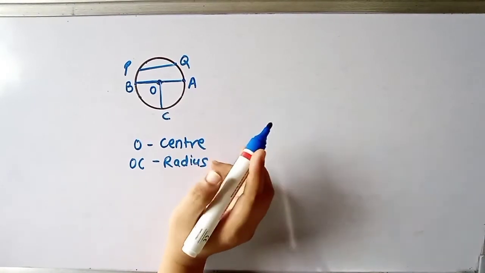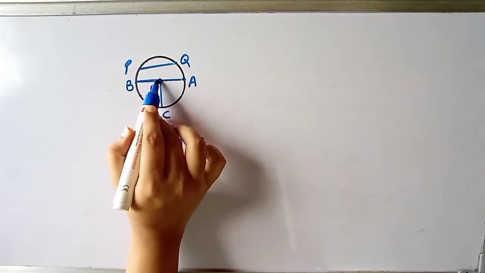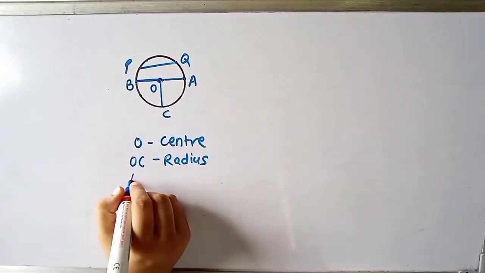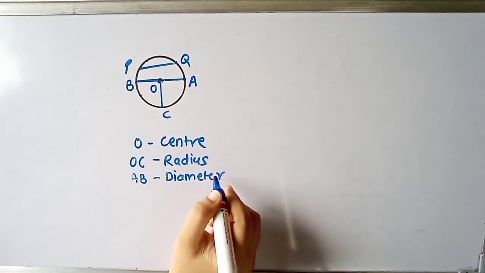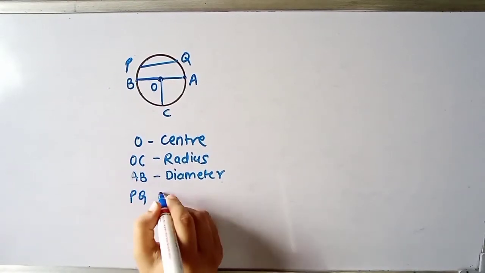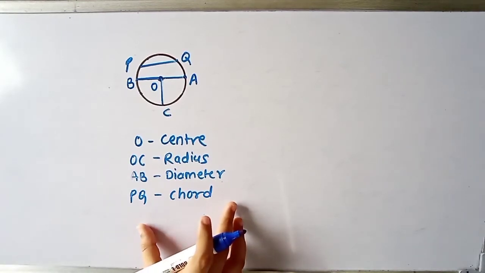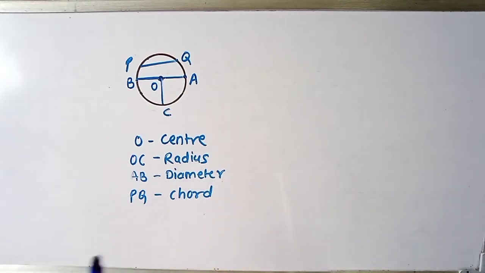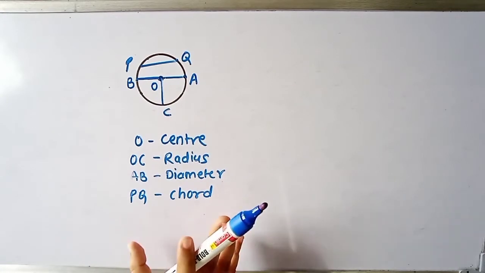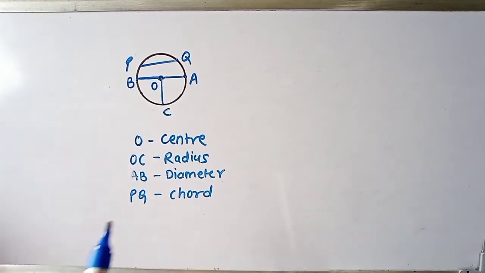Are you getting me, class? AB is the diameter of the circle, passing through the center of the circle. So AB is the diameter of the circle. And PQ is a chord of the circle. Are you getting me, students? O is the center, OC is radius, AB is diameter, and PQ is chord of the circle. So you should know these things, but here I am just revising the previous part.